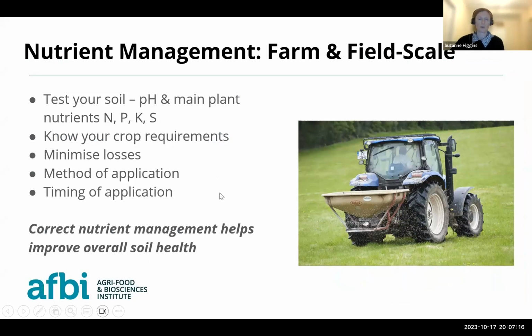So some of the things I'm going to cover this evening are the importance of testing your soil. So we need to test our soil for the main plant nutrients, which are nitrogen, phosphorus, potassium, and sulfur. We also need to know the pH of our soil. We need to know the crop requirements, and we need to know how to minimize losses. So the nutrients we apply, it's really important that these are used for plant growth and we minimize any losses to the environment. I'm going to be talking about some different methods of application and the importance of the timing of application of nutrients. So correct nutrient management is really important because it can improve your overall soil health.